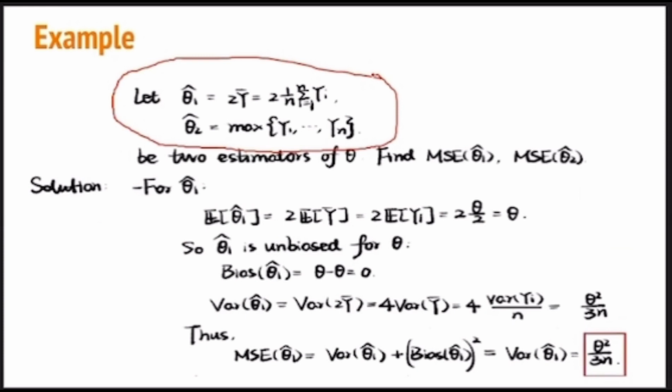The first one, and that was why you can see that I call them theta cap 1, theta cap 2. That's what we think about. The theta cap 1 is 2y bar. The theta cap 2 is the maximum of the sample that you take, like the maximum of y1 up to yn. Now, these are the two estimators that are competing.